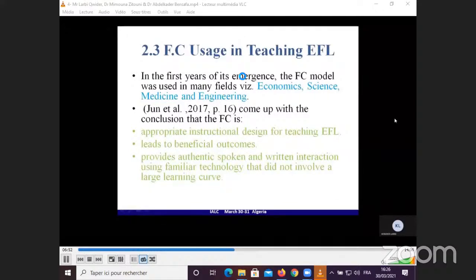Generally speaking, the findings of these researchers reveal that this model has a significant impact on the EFL learner's performance. For example, in his study, John et al. came up with the conclusion that flipped instruction is an appropriate instructional design for teaching English as a foreign language in general. In their view, this innovative student-centered active learning leads to beneficial outcomes, and this is due to the fact that this model provides authentic spoken and written interaction using familiar technology that did not involve a large learning curve.